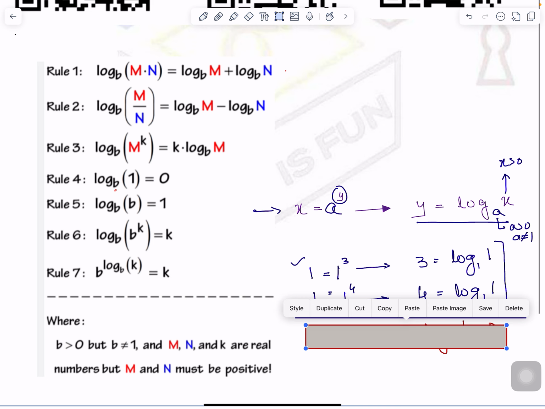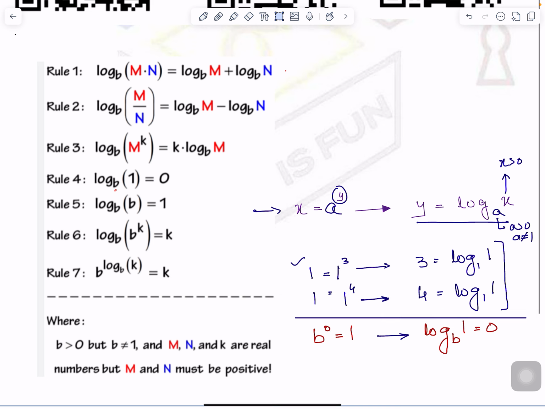And second thing we know, log of 1 is always 0. Why? Because if you change log of 1 of base b into index form, it will be b power 0 equals 1. Anything to the power 0 is 1, we know that, right? So we are going to start the question now.